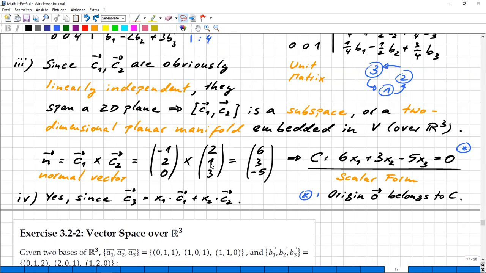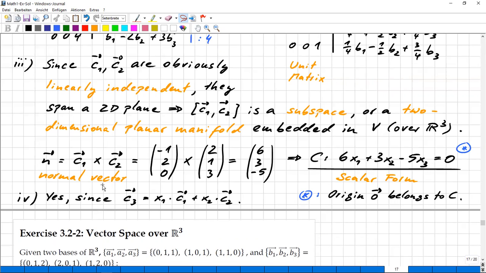-1 times 1 is -1. Vice versa means -2 times 2. -1 minus 4 is -5. So now it's correct. So it's quite easy, actually, to remember this way. So that's it. And now we have to remember that this is a valid normal vector to the plane we want to describe.